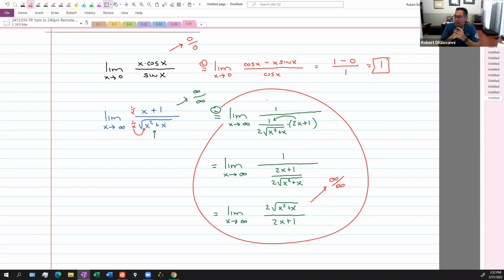So L'Hopital is like a tool. We want to know it's there. We want to know how to use it, but we don't want to become dependent on it because it won't always work. It works a lot of the time, but not always. All right. So 0 over 0, infinity over infinity. We're happy, yes?